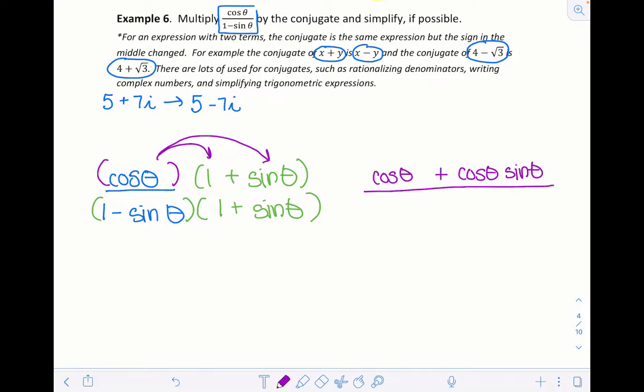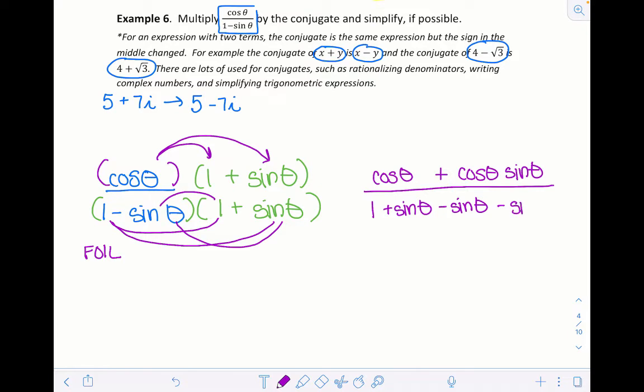In the denominator, we need to FOIL. So let's see, multiply the first together. 1 times 1 is going to give us 1. Multiply the outside together. 1 times positive sine of theta is plus sine of theta. Inside, negative sine of theta times positive 1 is going to be negative sine of theta. And then finally, the last terms together, which is negative sine theta times positive sine theta, which is going to be negative sine squared of theta.